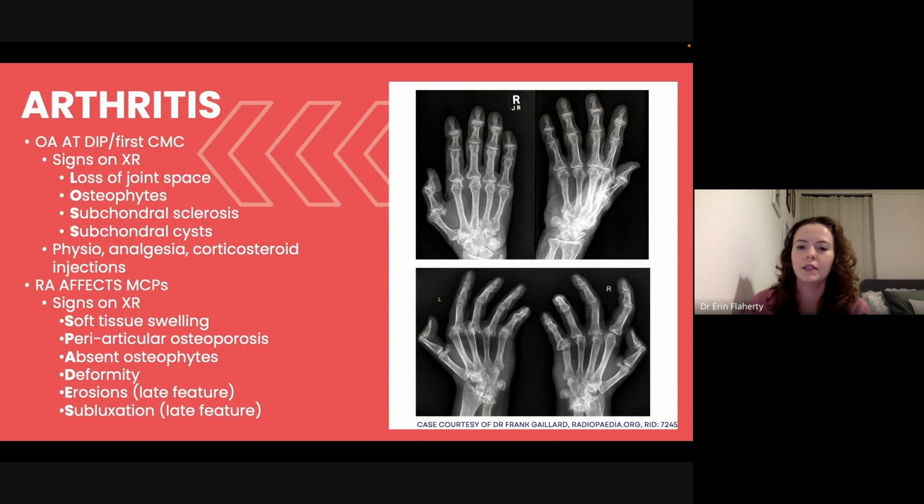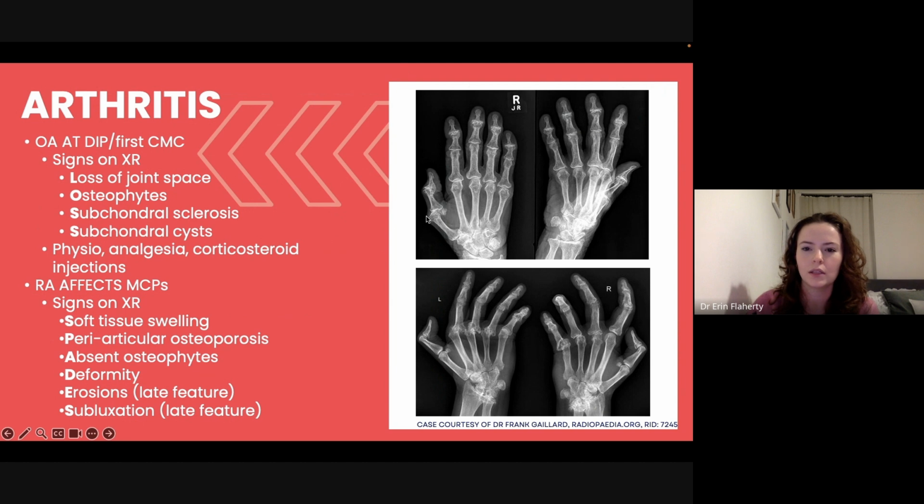Okay, and then other findings you might see on X-rays are arthritis. We often will do lots of X-rays and you'll see arthritis in anyone pretty much over the age of 60 at some point. So osteoarthritis, we tend to get at our distal interphalangeal joints. We also get it in our first carpometacarpal joint. So this top one here is osteoarthritis.